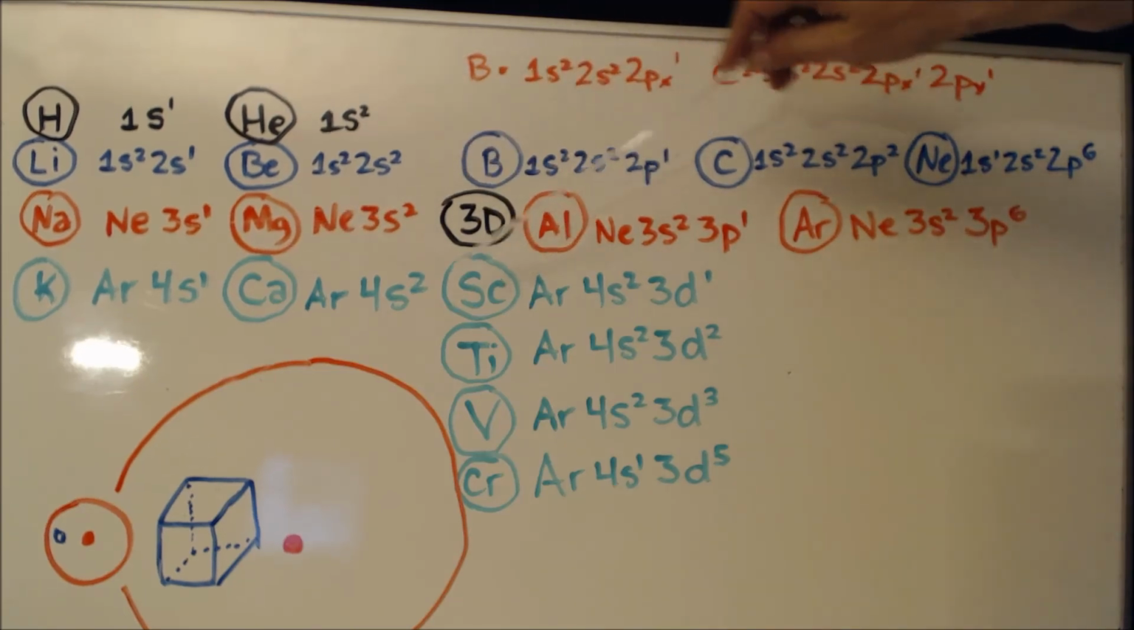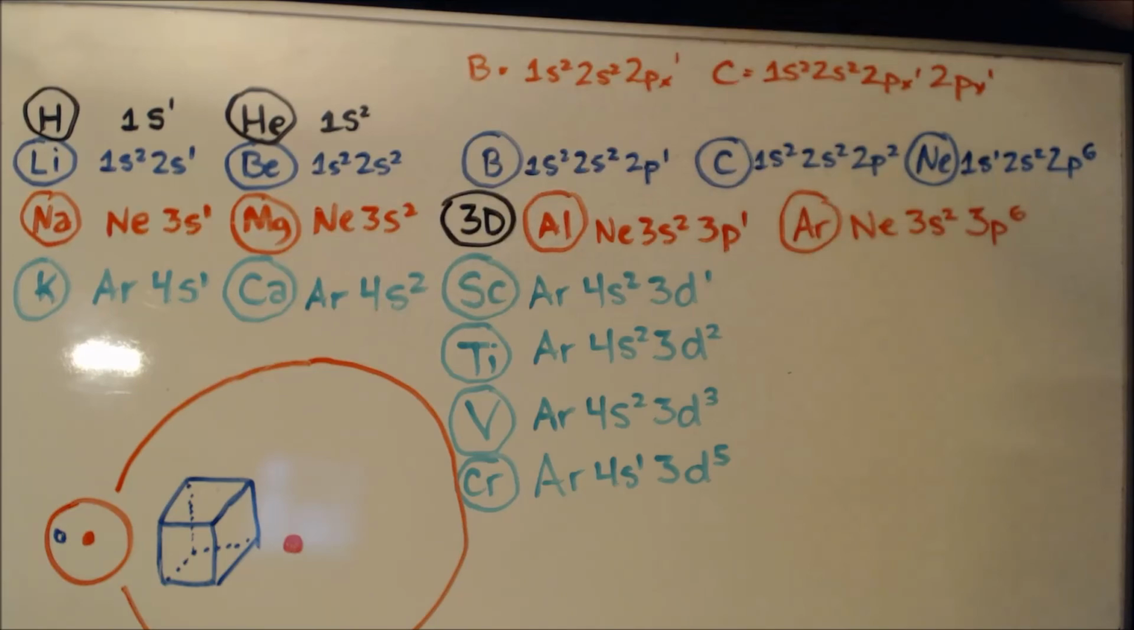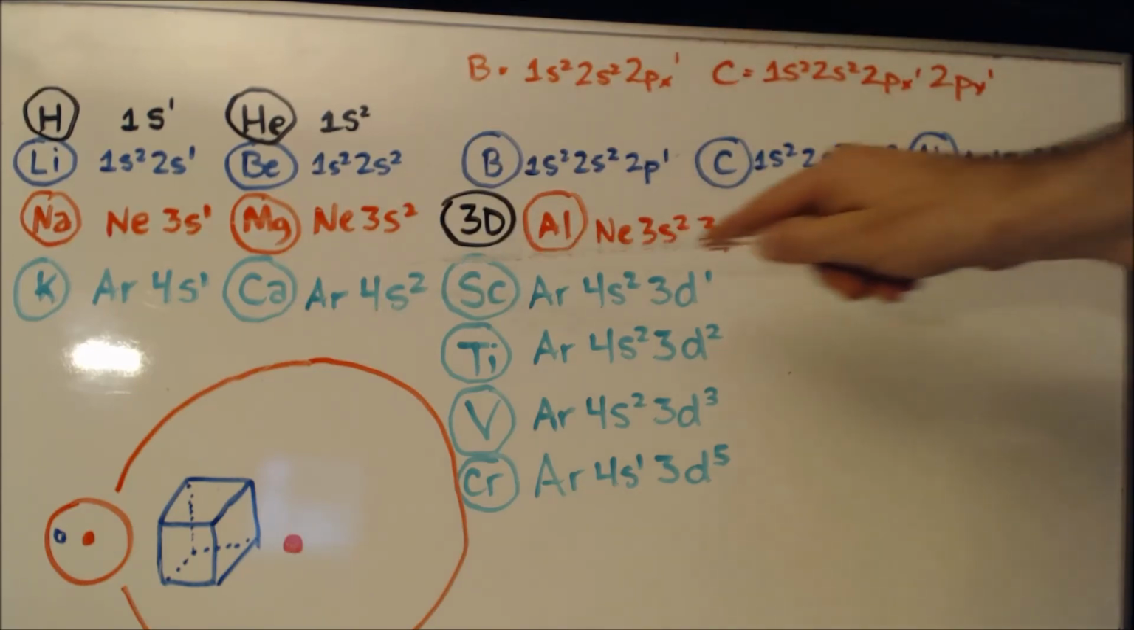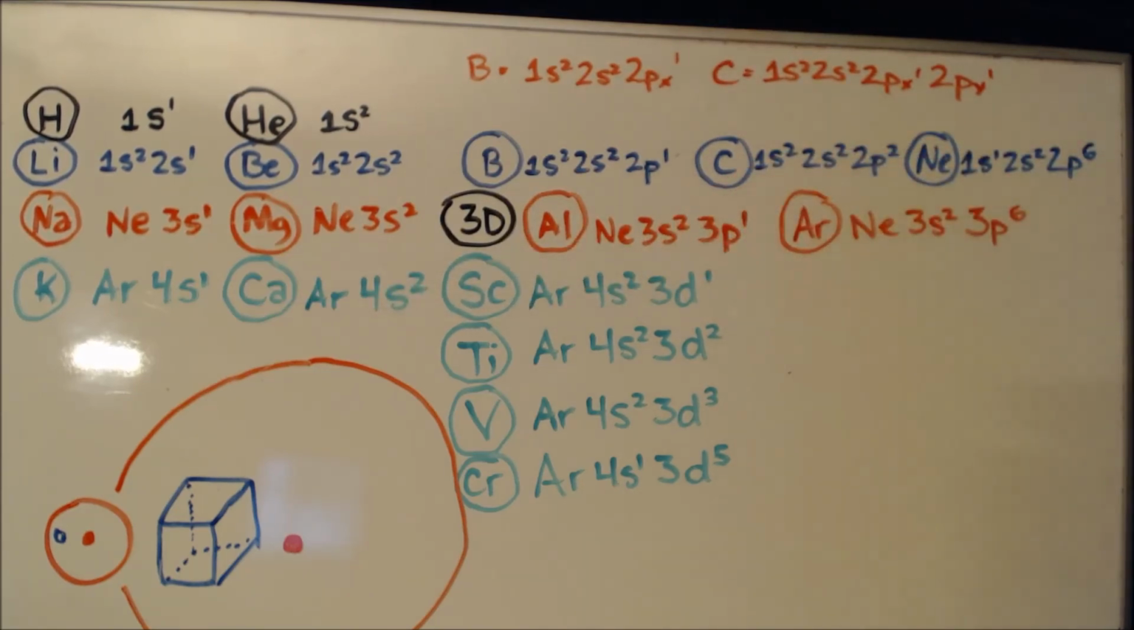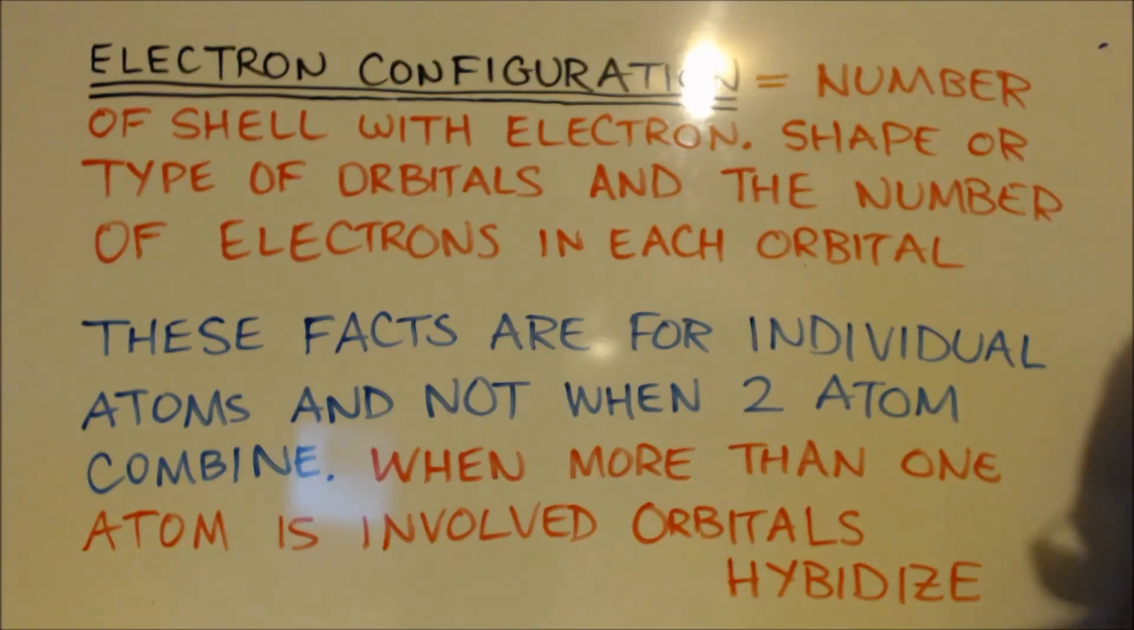But once it gets this size, this is like the line. Once it crosses this line to scandium, it's big enough to let the d orbitals be filled now. Okay. Always remember, science is great.